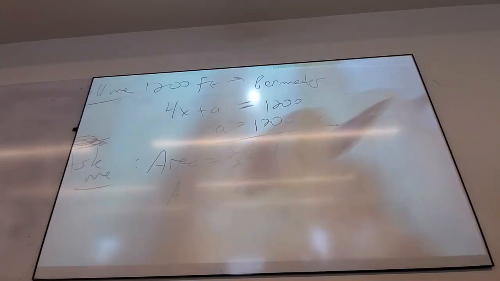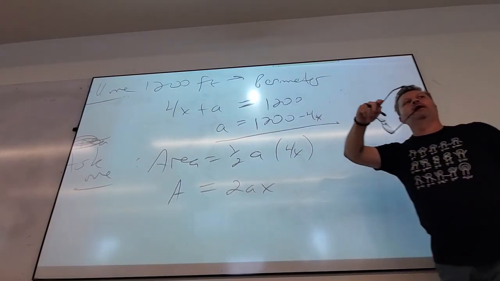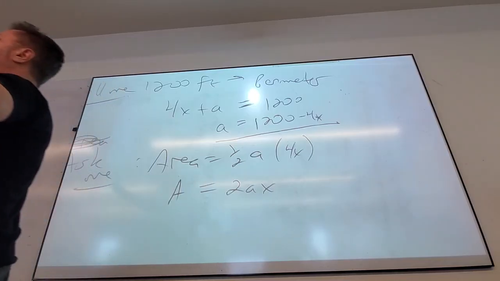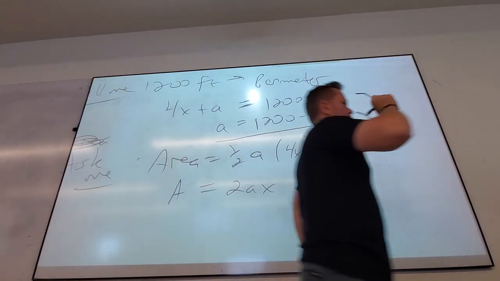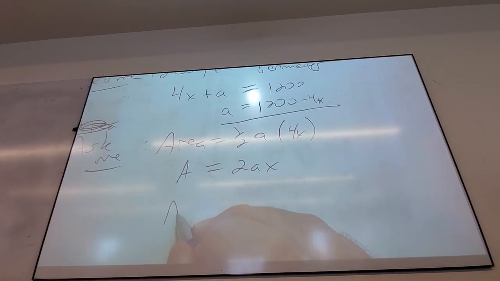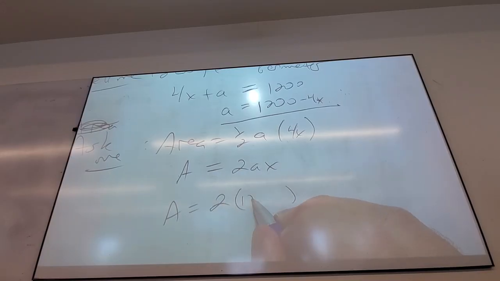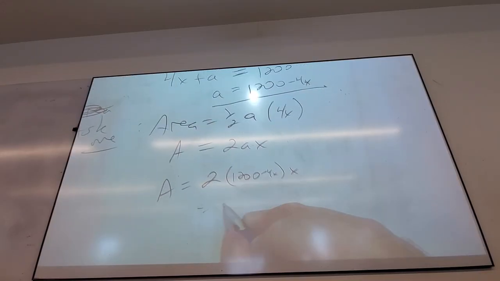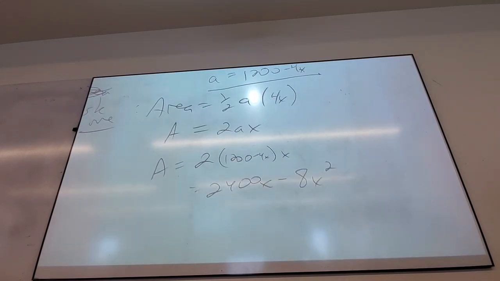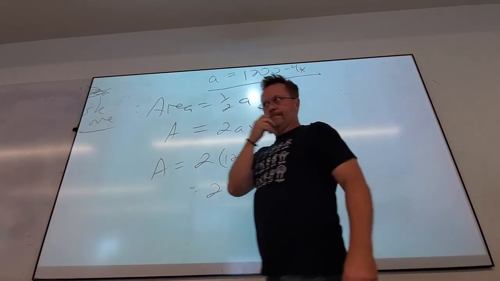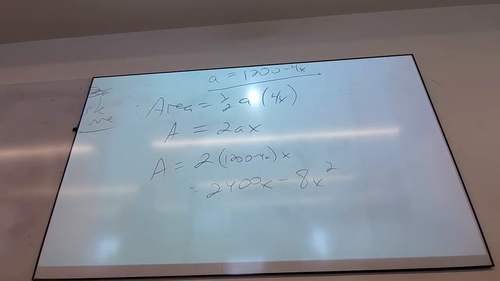So now I know anywhere in this problem, if I see a little a, I can replace it with 1200 minus 4x. That's what it's got to be. Yes? So do I see a somewhere? Little a. I do. Plug that in. I know that A is 1200 minus 4x. Now, this is beautiful, because I almost forgot about this.